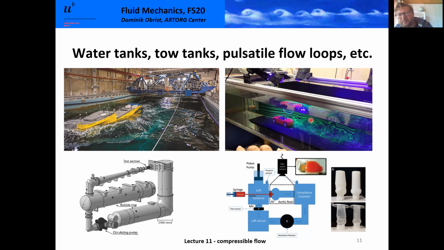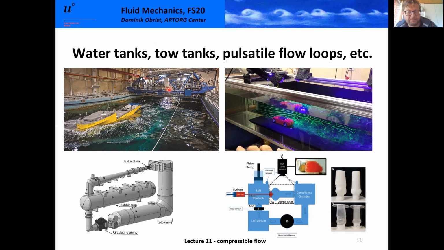Water tanks can not only be like that, where the model is fully immersed, especially in naval applications. Of course, the interface between water and air is of interest, waves. So these are usually called towing tanks. So just look at the scale here.